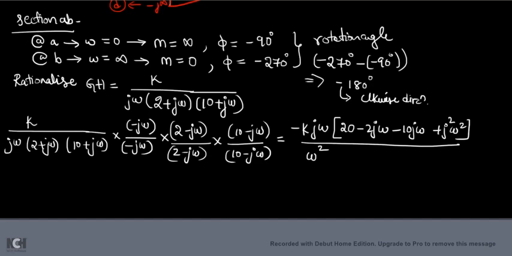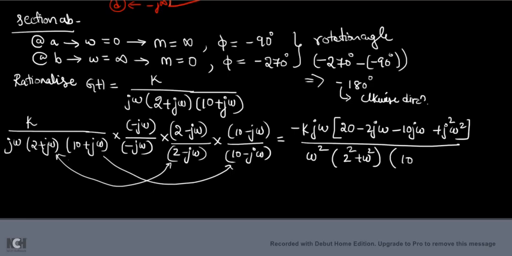I should actually write in the denominator minus j square omega square, but I am not writing minus j square because it is 1. Now what happens to 2 plus j omega into 2 minus j omega? So this into this, multiply. If you multiply, you will get 2 square plus omega square. This is according to the complex numbers formula. Then if you multiply 10 plus j omega with 10 minus j omega, you will get 10 square plus omega square.